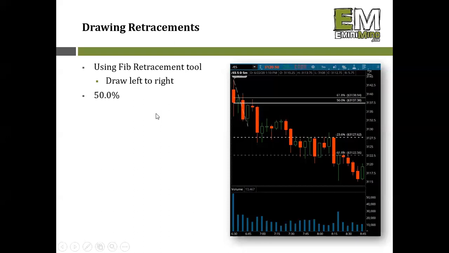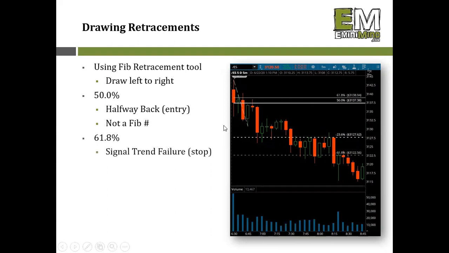So like I said, the 50% is not really a fib number. It's just the halfway back point. So that's what I like to use for entry. The 61.8 is a fib number. That's your failure. That's where I like to put my stop, just above the 61.8 for a short. And then I've got a couple other numbers on here. The negative 23.6, that's what I like to use for a target. And that's essentially roughly 23% beyond where the low was, in this case for a short.